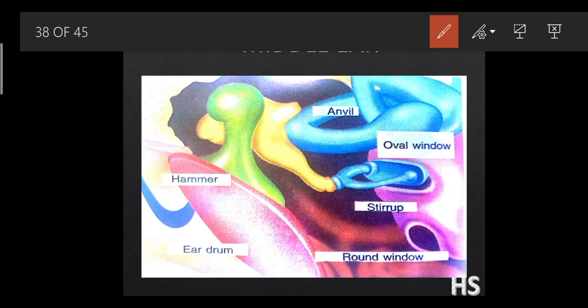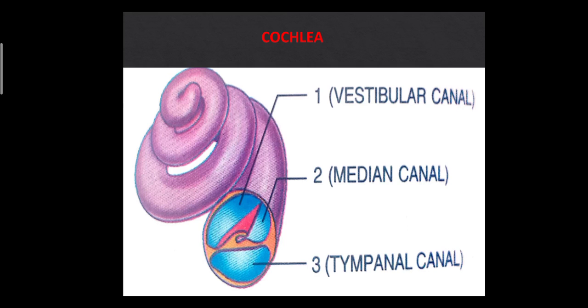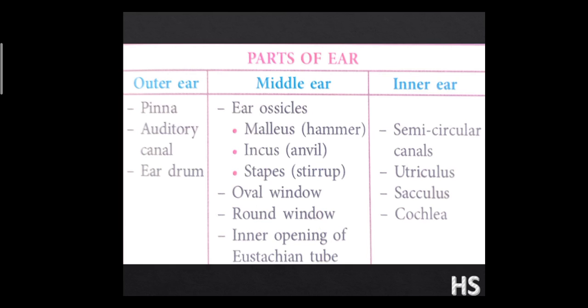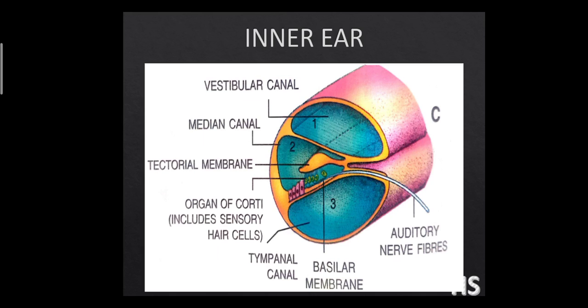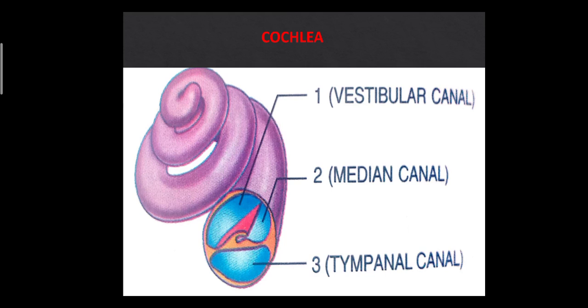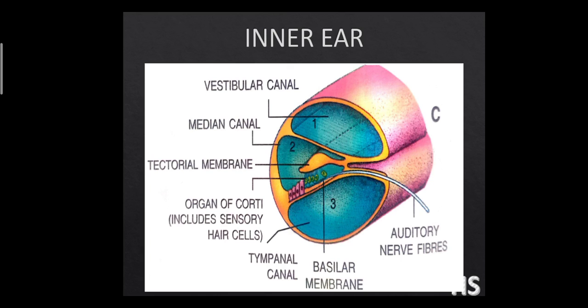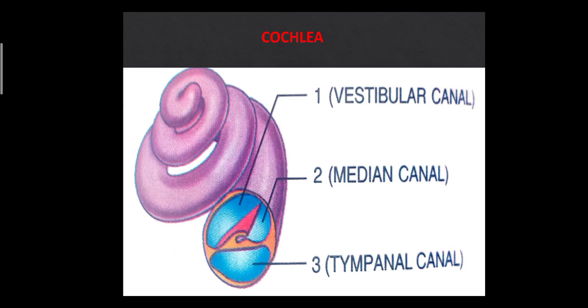What does the inner ear consist of? The inner ear, or the membranous labyrinth. This is one of the important names, membranous labyrinth. It consists of two main parts: the cochlea and the semicircular canals. So first we shall study the cochlea, which is in the inner ear.